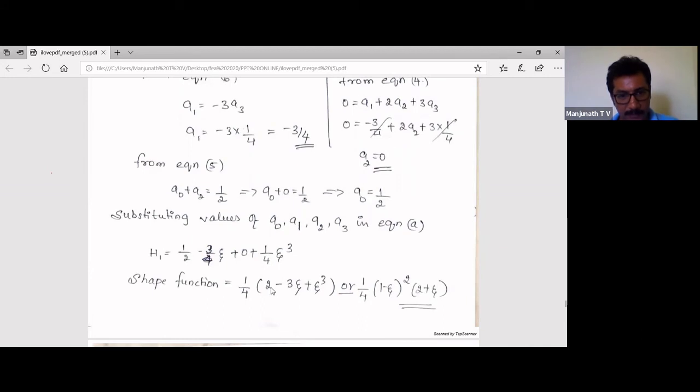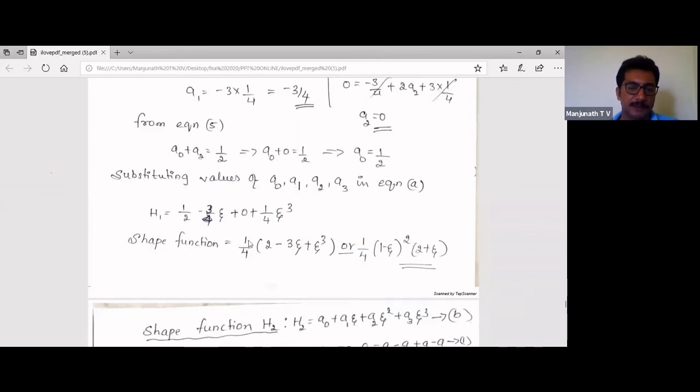Okay, then it remains the equation 1/4 (2 − 3ζ + ζ³). Okay, and also you can write it here like this. For this equation, if you simplify, you will get (1 − ζ)² (2 + ζ). Okay, you can write it like this, or you can keep it as it is.